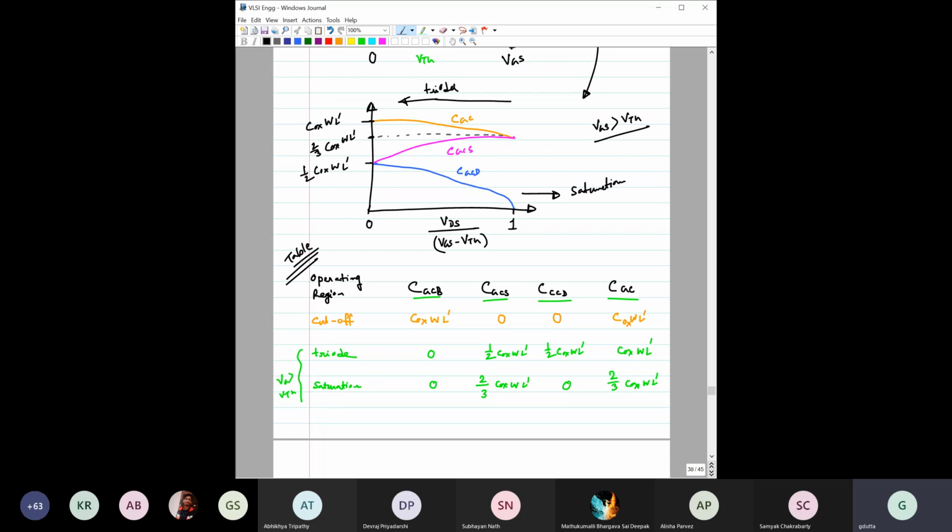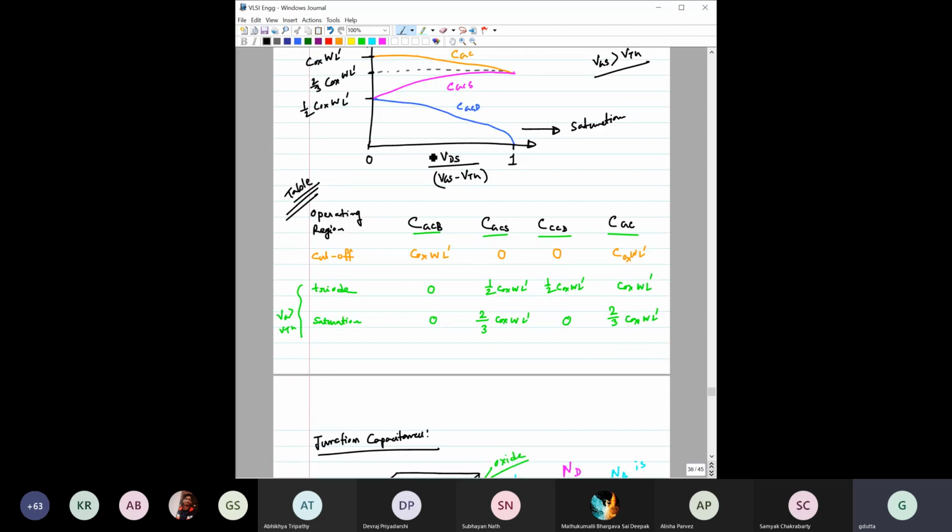This table would be quite handy if you are solving some problem: what is the capacitance and in which region of operation. So depending on that, you can take this value and solve it. If you agree with me on this topic, then probably we can move on.